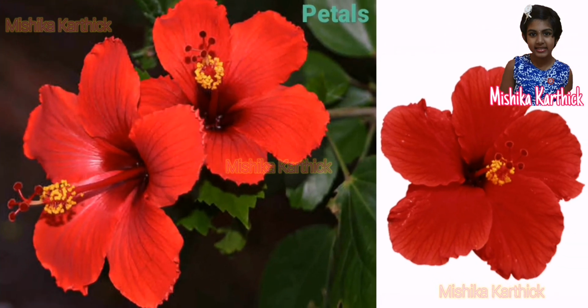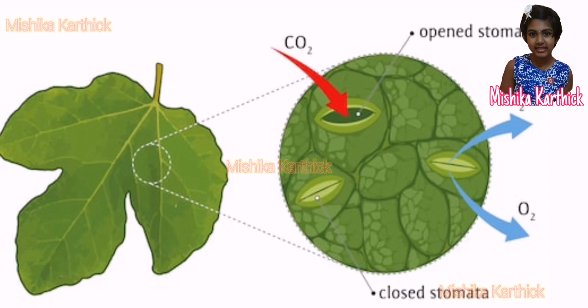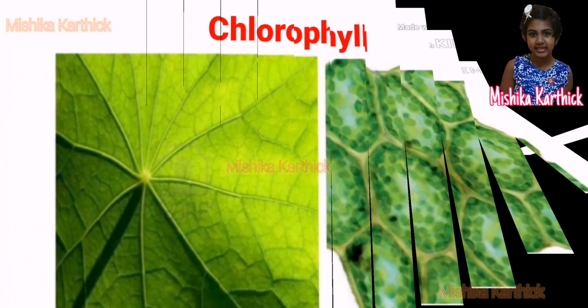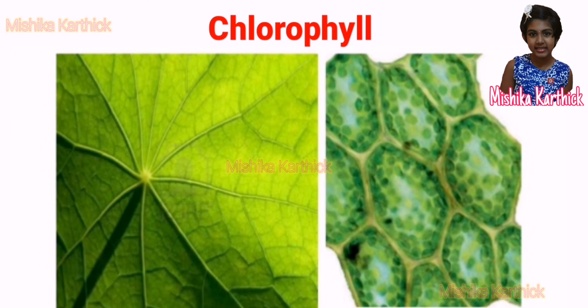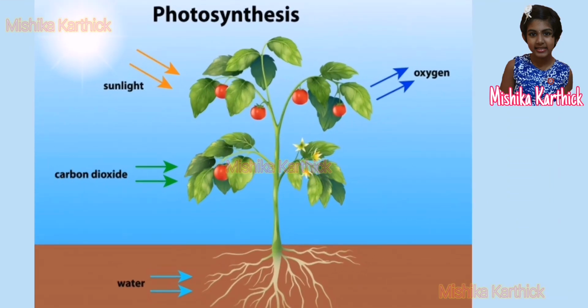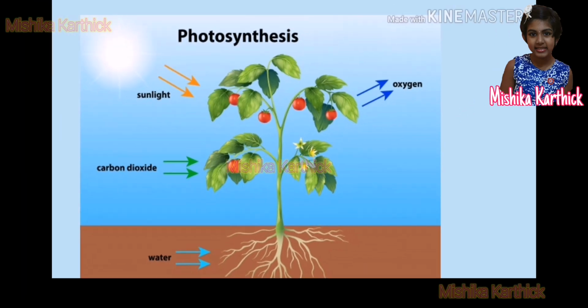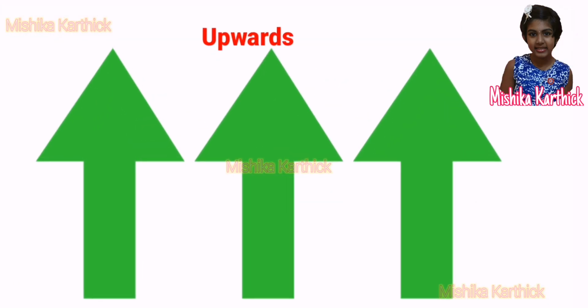Petals, soft and beautifully colored parts of a flower. Stomata, tiny holes on the lower surface of a leaf. Chlorophyll, a green-colored substance that is present in leaves. Photosynthesis, the process by which leaves make use of sunlight, carbon dioxide from air, and water and minerals from the roots to make food. Upwards, moving towards a higher place or position.